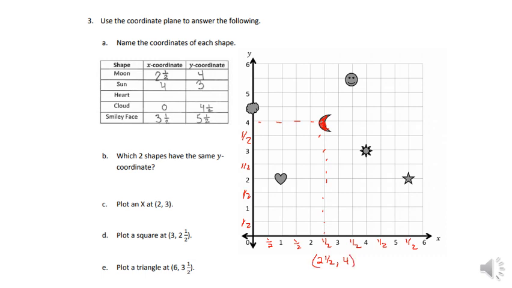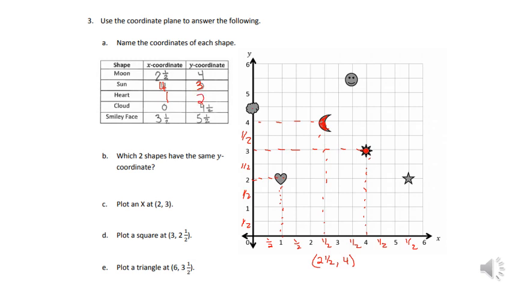The sun, which is here, if I come up from where the sun's at, I can see my x-axis was 4. And then I follow on the y-axis would be 3. The heart. So I'm going to come across and I'm going to look down the x-axis and I can see the x-axis would be 1 and the y-axis is 2.